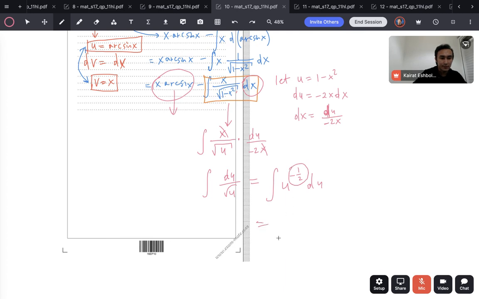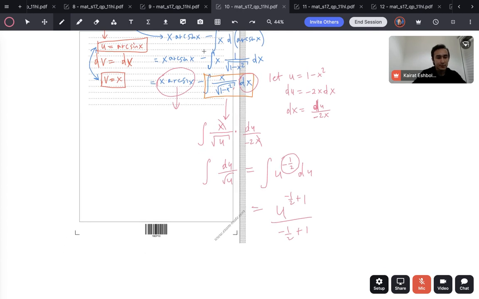So the integral of that is u to the power of negative 1 over 2 plus 1, divided by the same thing, negative 1 over 2 plus 1. And so what's that? Negative 1 over 2 plus 1 is 1 over 2, so it's u to the power of 1 over 2, divided by 1 over 2. So let's put it this way, 2 root u. u to the power of 1 over 2 is just root u. So that's equal to 2 root.